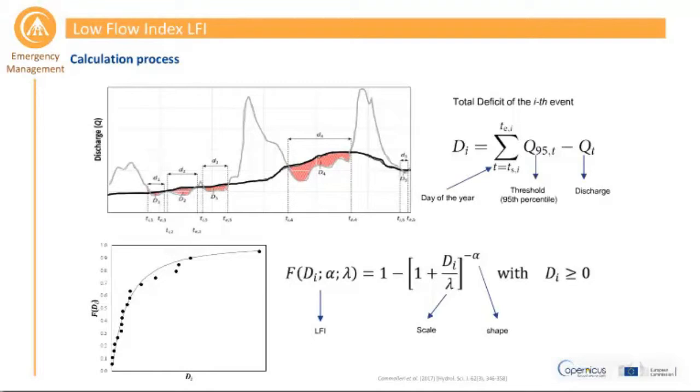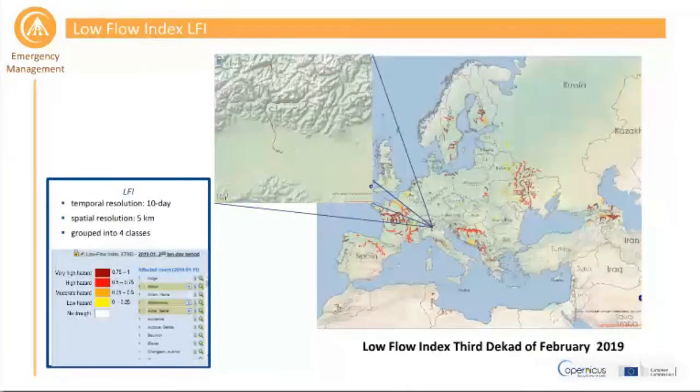Then the total deficit of a particular event is calculated by adding all those deficits. The cumulative distribution function of the total water deficit, F, represents the probability of observing values less than or equal to the total deficit of an event. This quantity is used as a direct standardized measure of the severity of a given deficit, and constitutes what we call the low flow index.